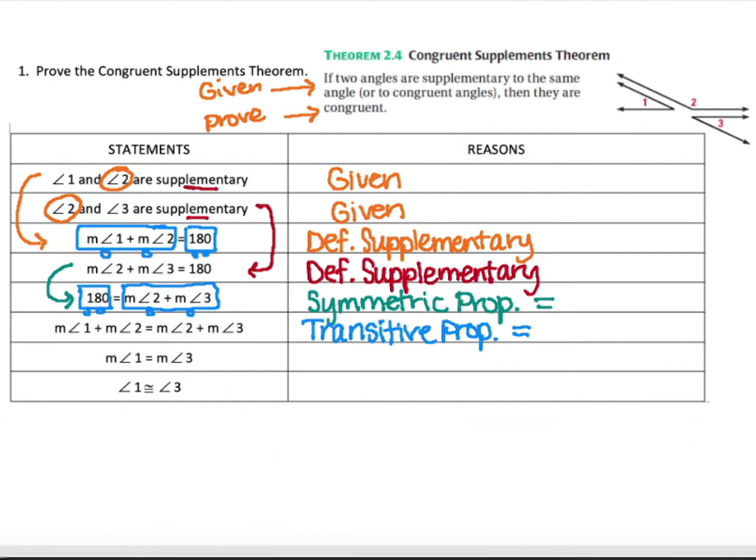Some people find this next step a little tricky. How did they make it from that equation to this equation? Do you see what's different? The angle 2's are missing. Where did the angle 2's go? It's not transitive because I don't see equals signs in here. It was an algebra thing. If you have an angle 2 on both sides, you can subtract the angle 2 off of both sides of the equation.